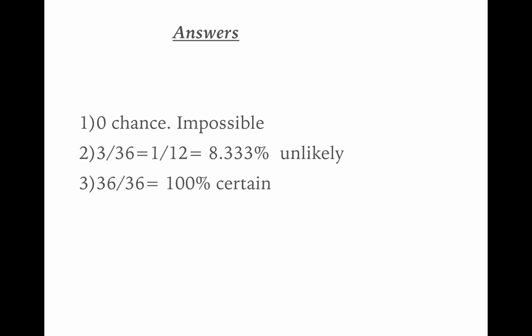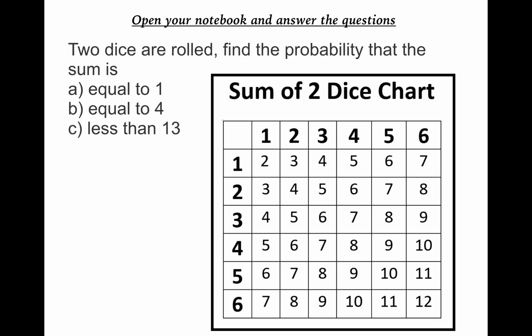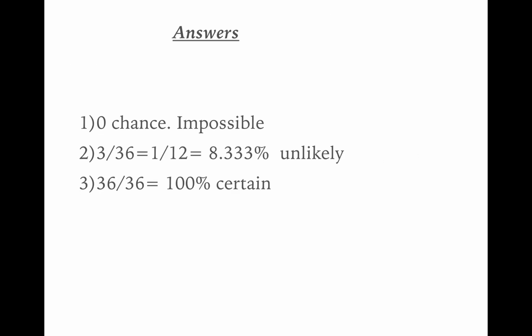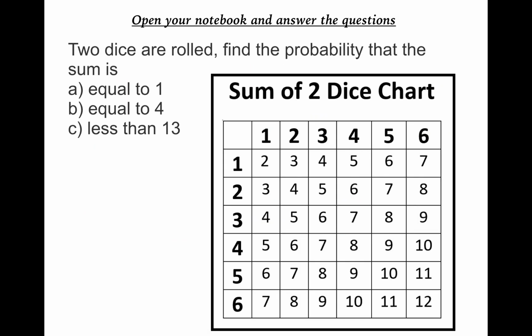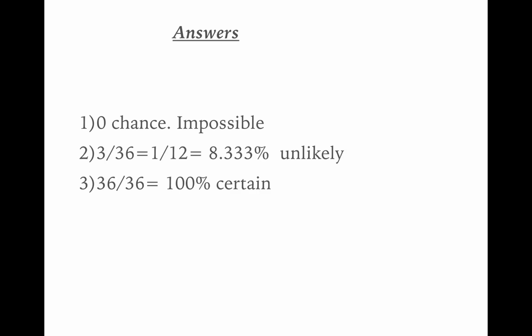Next one, equal to 4. We have 3 chances, 3 outcomes. So 3 over 36, 1 over 12 is 8.333% chance. So it's unlikely. And the last one, less than 13. So actually all of the numbers are less than 13. So it's a 100% chance that we will get a number that's less than 13. Okay, so these are our answers. You can pause and check again. All right.